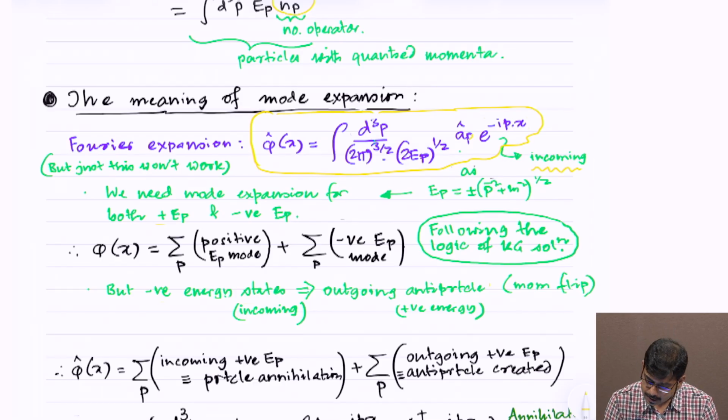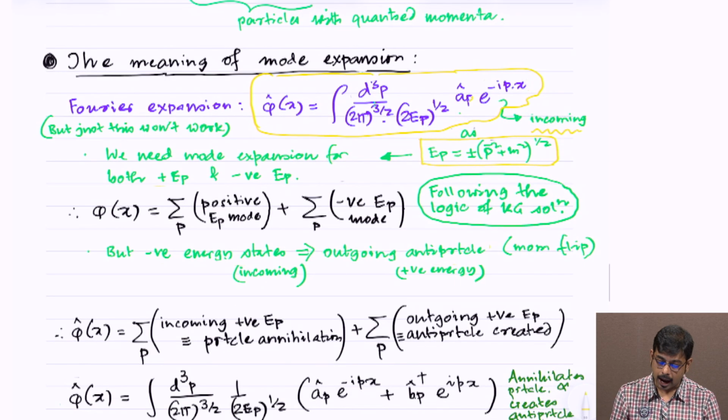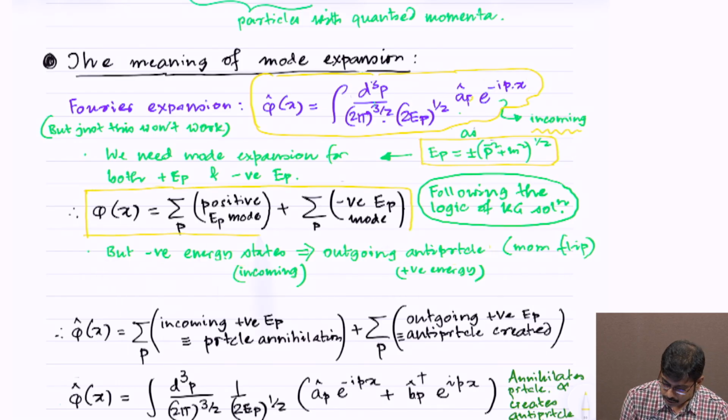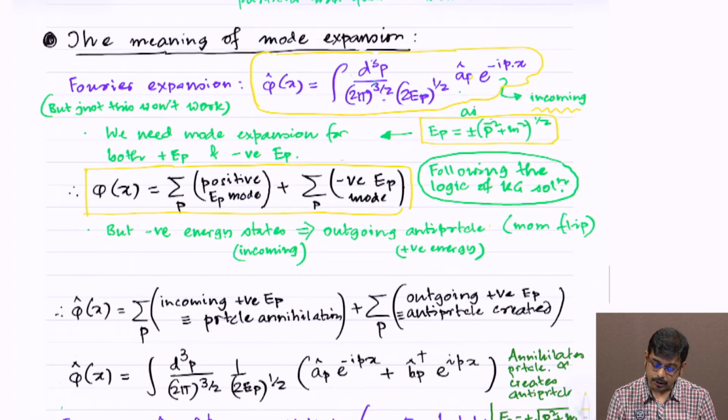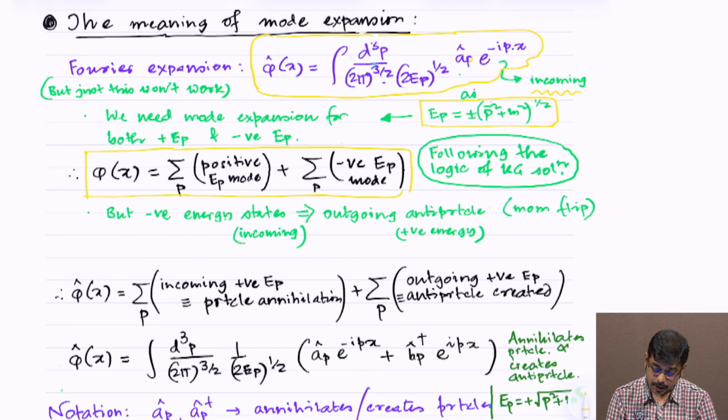because this only encapsulates E_p equal to plus (p² + m²)^(1/2), but rather we know from the solutions of the Klein-Gordon equation that we have both the positive and negative energy solutions. And so you may say that if I have to Fourier expand in the p modes, then I should encapsulate both the positive E_p mode and the negative E_p mode, following the logic of the Klein-Gordon solution that we actually got.